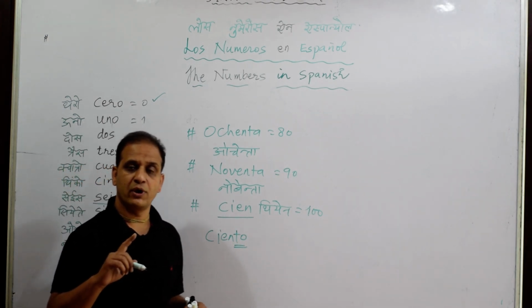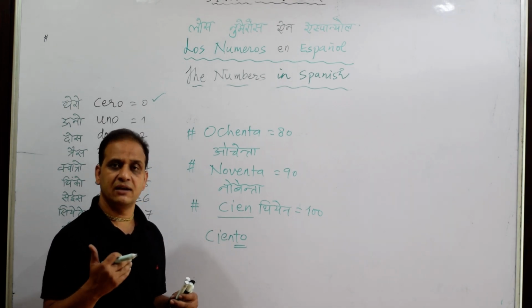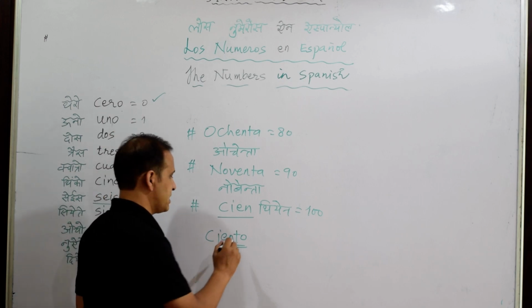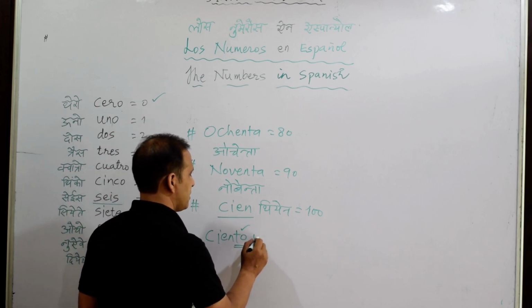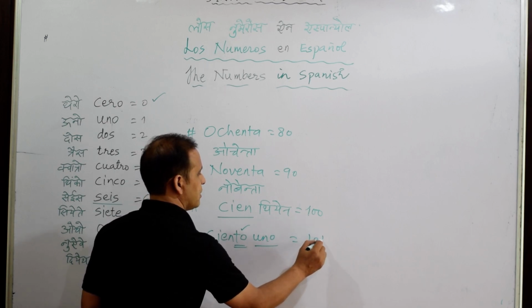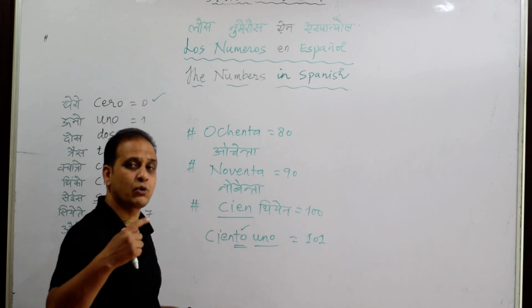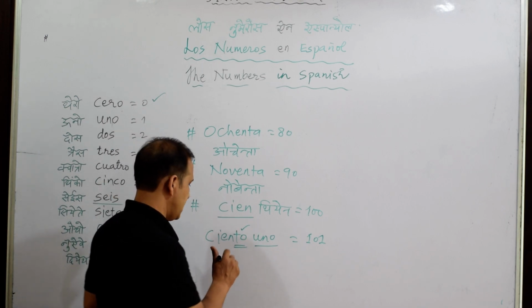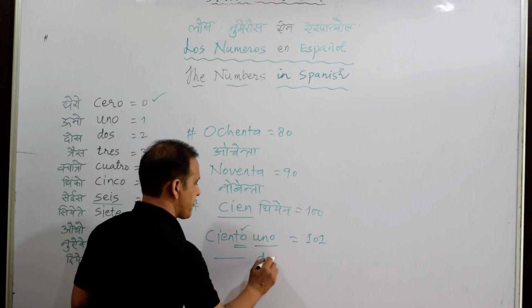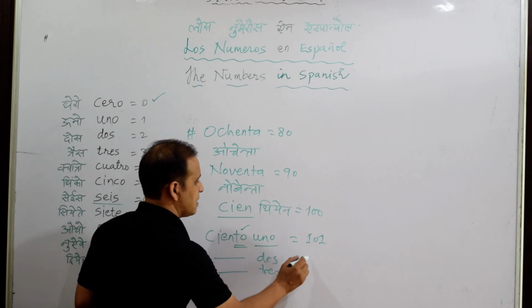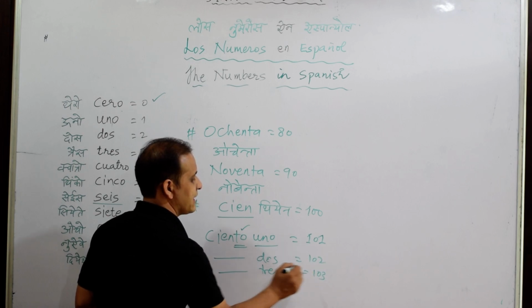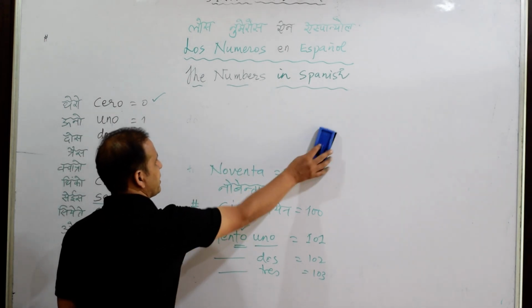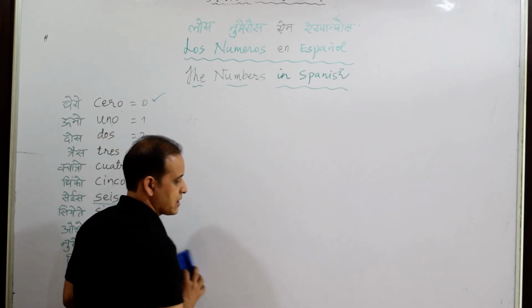I repeat my point. When you simply want to say 100, it is cien. But whenever 100 comes with some other numbers, then you will not say cien, you will say ciento. For example, 101. So here 100 is associated with one more number, 1. So it will be ciento uno, ciento dos, ciento tres, 102, 103, like this. Okay, so please be careful. When it is 100, it is cien, but when it is 101, 102.